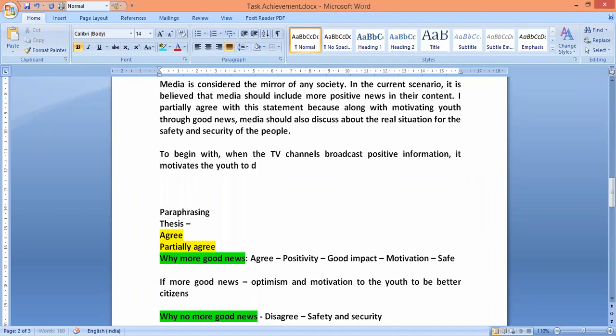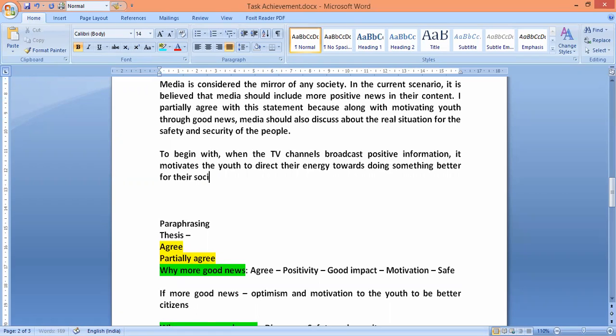to direct their energy towards good behavior. To begin with, when the TV channels broadcast positive information, it motivates the youth to direct their energy towards doing something better for their society.